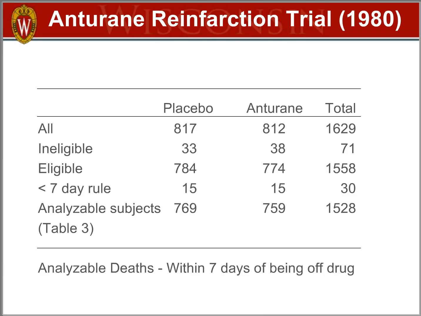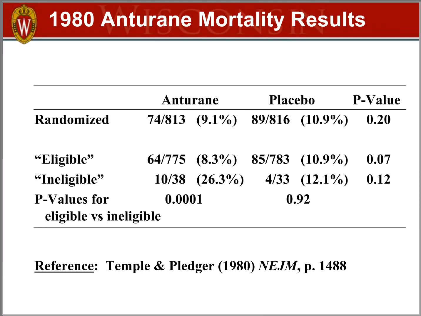Then there was a case of analyzable events, or analyzable deaths. If you had an event 7 days off the drug, those events did not count. So you'll see in this discussion a series of decisions which are made to eliminate patients and events. What is shown in this table are the mortality results of the Antran reinfarction trial for all patients randomized, which had 74 patients dying on Antran and 89 on placebo. Clearly a trend in favor of Antran, but the p-value is 0.20, clearly not close to evidence for clinical benefit.